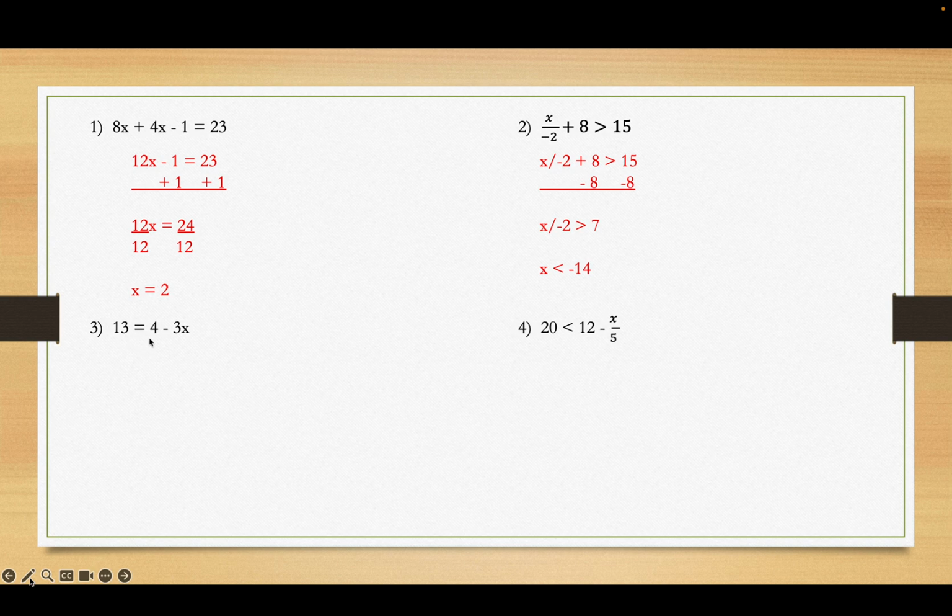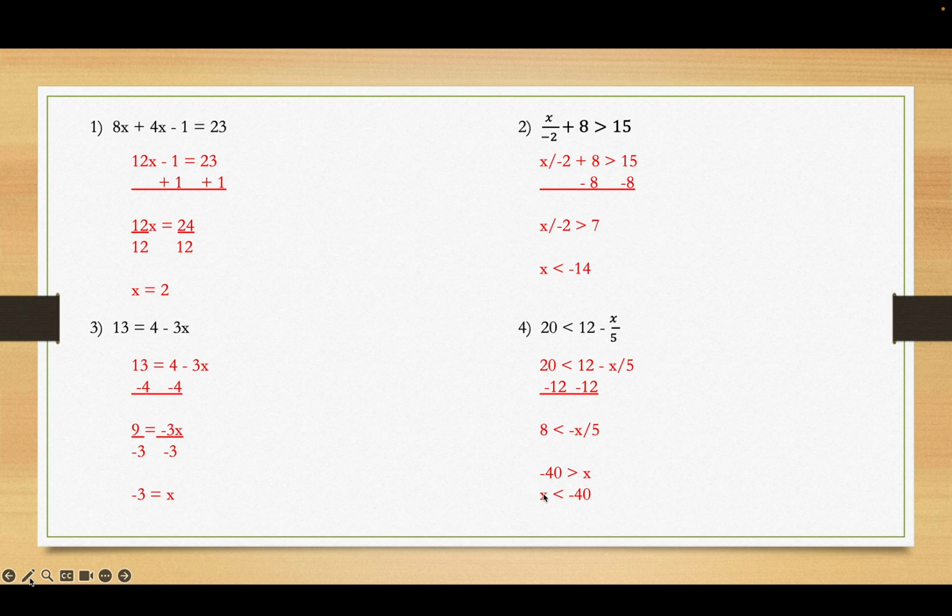For number 3, 13 is 4 minus 3x. Subtract 4 from both sides. Remember, this is danger, danger, danger, because that 3x is negative. I get 9 is equal to negative 3x. Dividing by negative 3, I get x is negative 3.